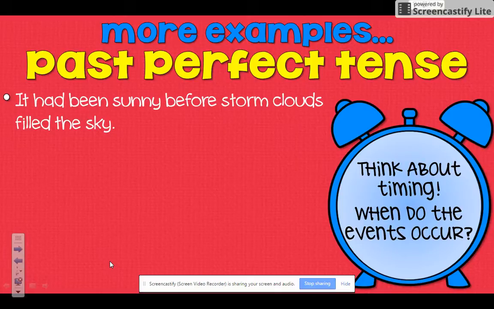So if we take a look at an example sentence here: it had been sunny before the storm clouds filled the sky. Notice we're looking for our keyword had, and notice how had been is our verb. And then notice how sunny happened way in the past, but even these storm clouds filling the sky happened in the past too. Notice how this is a past tense verb.